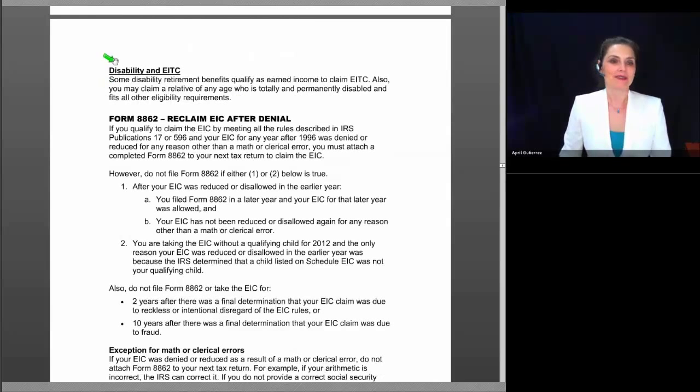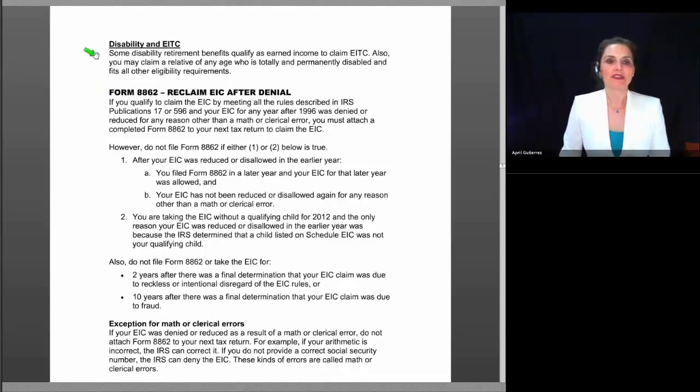Disability in the earned income credit. Some disability retirement benefits qualify as earned income to claim the earned income tax credit, and also you can claim a relative of any age who is totally and permanently disabled and fits all other eligibility requirements.